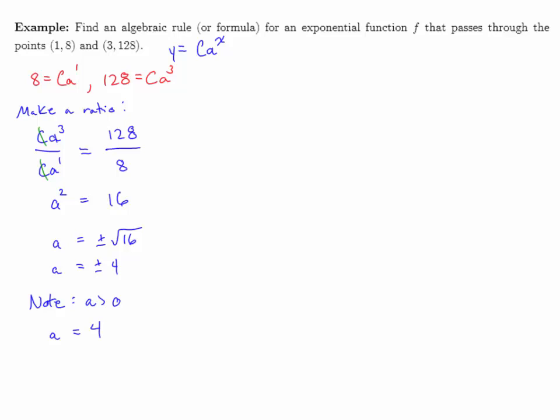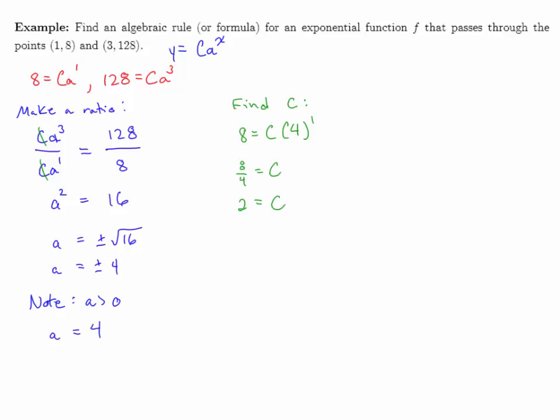Now we have our value of a, we need the value of c. What we can do is find c by plugging back into one of those original formulas. I'm going to choose the first one just because the numerics will be easier, but either one would give me the correct value of c. Plugging that in, I get 8 equals c times 4 raised to the first, and dividing each side by 4 will give me the value of c. So I know then that the value of c is 2.